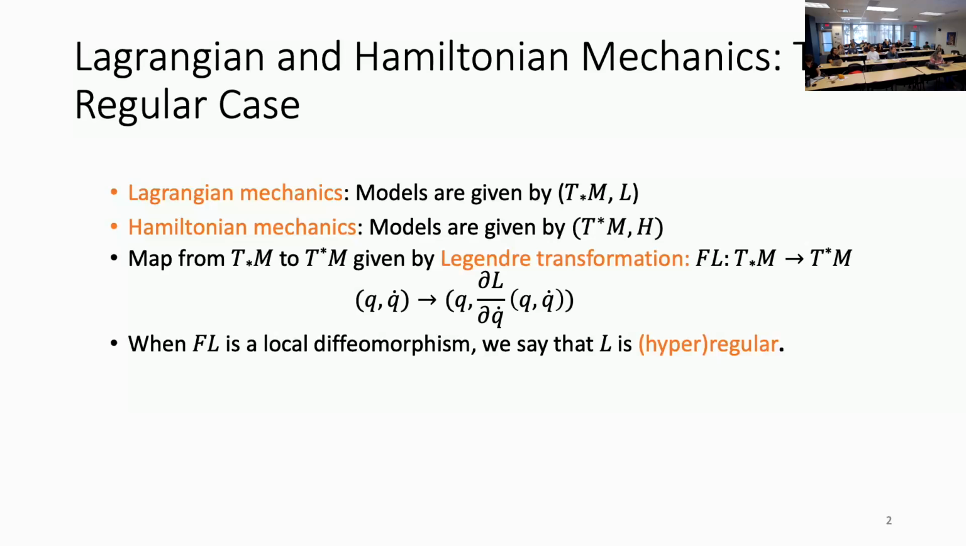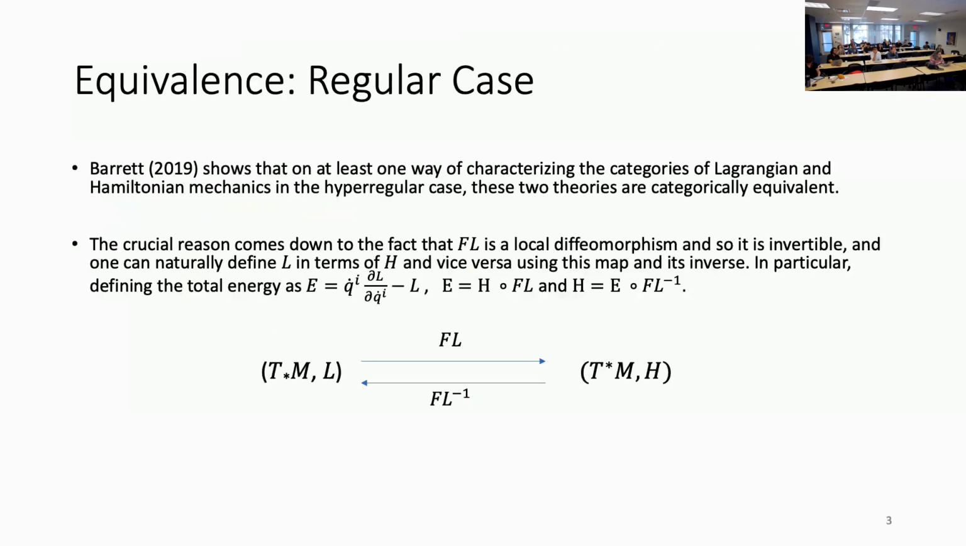Now, this case is one that's been discussed a lot in the literature recently. In particular, Thomas Barrett recently showed that, on one way of characterizing the categories of Lagrangian and Hamiltonian mechanics, using the kind of models that I described in the previous slide and the symmetries in this hyperregular case, these two theories are categorically equivalent. And the crucial reason comes down to the fact that this Legendre transformation is a local diffeomorphism in this regular case, and so it's invertible.